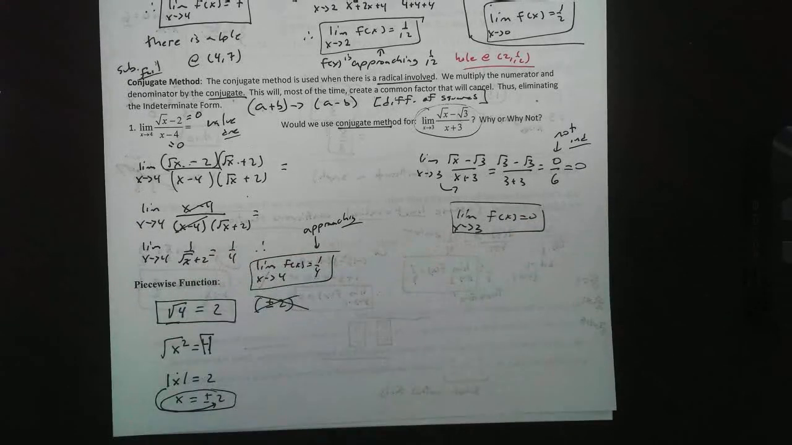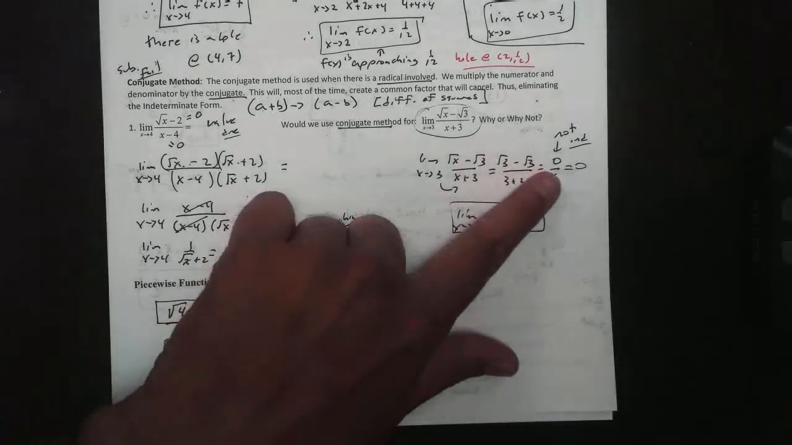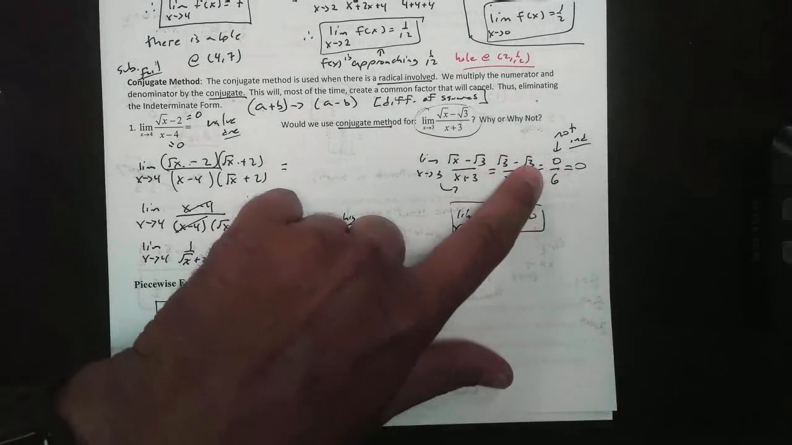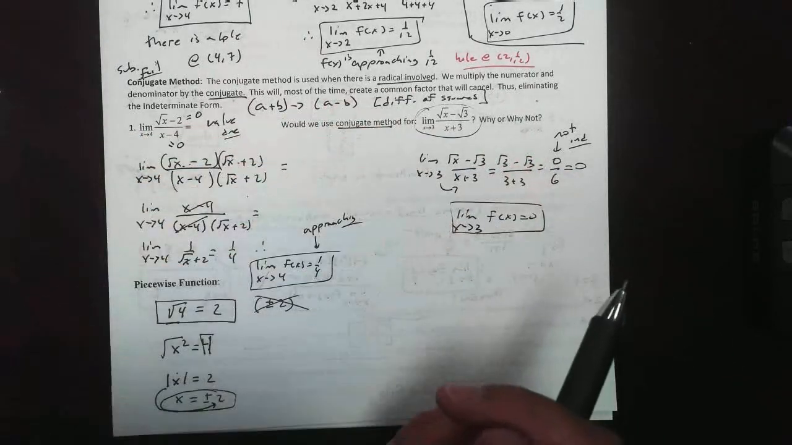That is not a method for us. That is just plain old substitution because I get a number. 0 is a number. You can have 0 over 6. And later on we're going to say we can even have 6 over 0. That becomes asymptotic. We'll talk about that later on this week.